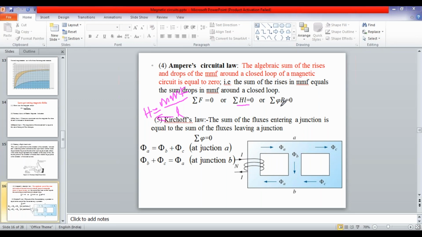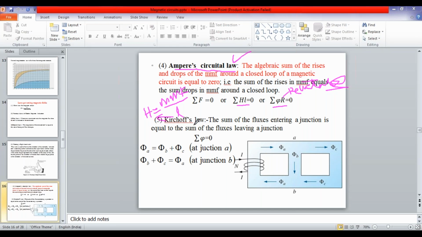Or MMF can be written also as phi into R, flux into reluctance. Flux into reluctance is also equal to 0. So keep in mind this law here. This law is very important to solve the problems in the third unit.